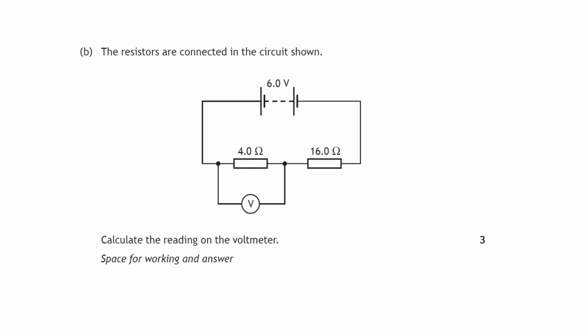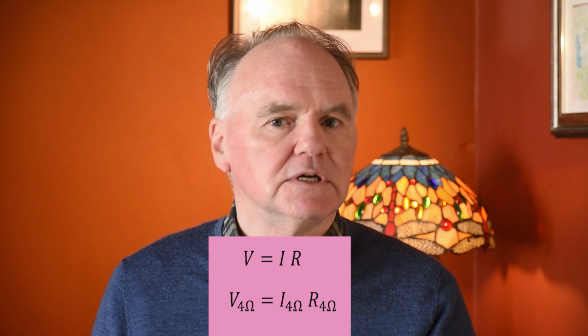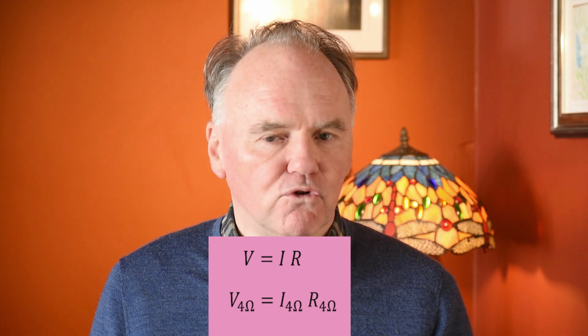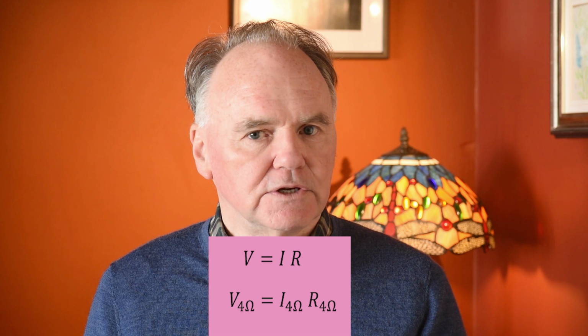6b. The resistors are connected in the circuit shown, and we've got a 6 volt source connected to two resistors in series, and we have a voltmeter across the 4 ohm resistor, and we are asked to calculate the reading on the voltmeter. Now, to find the reading on the voltmeter, we have to find the voltage across the 4 ohm resistor. To find that, we apply Ohm's law to the 4 ohm resistor, which means we need to know the current in the 4 ohm resistor and the resistance of the 4 ohm resistor, and that's simply going to be 4 ohms.